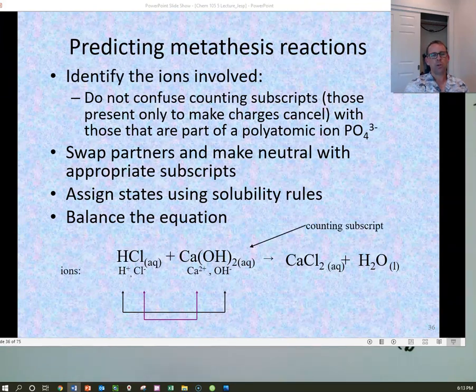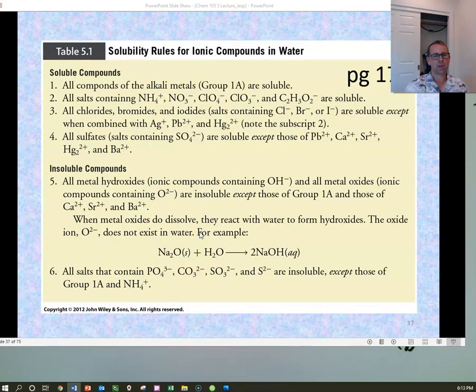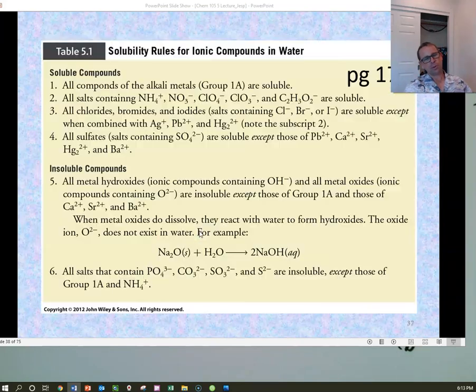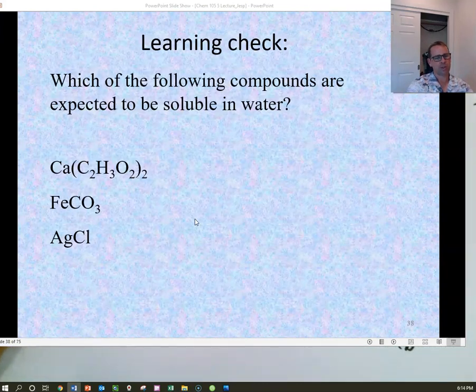We can predict whether or not water will form by looking and seeing if one is an acid and one is a base. Okay? And there's our solubility table again for reference. So, let's review our solubility table real quick with these compounds here. Are either of these soluble or insoluble? What do you think? The first one?